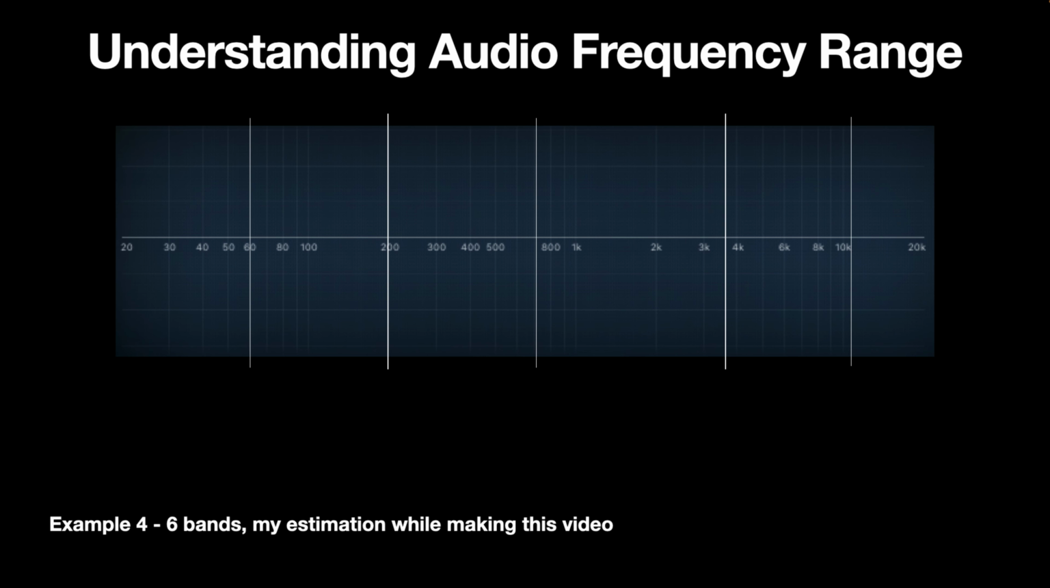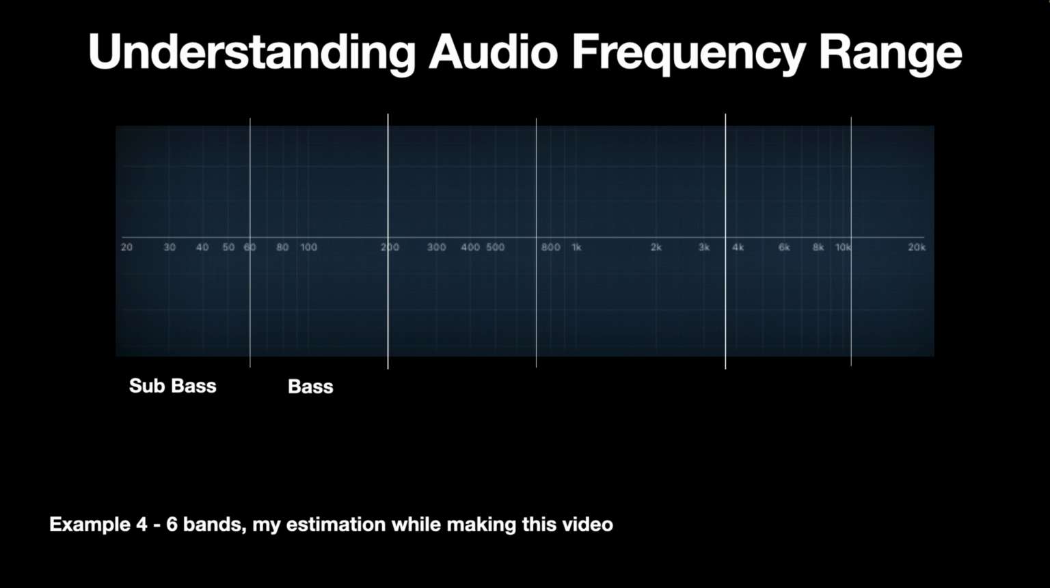And next, we can even divide our bass and treble regions into subcategories as well. So for example, we have 6 bands. This is my estimation while making this video on 6 main frequency ranges. So to start on the left, we have sub bass, which goes from 20 to 60 hertz. This is going to be the deepest rumble of kicks and bass lines. And next to that, we have the bass region going from 60 to 200 hertz.